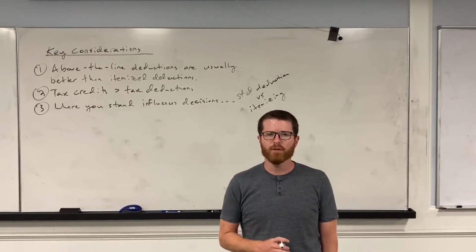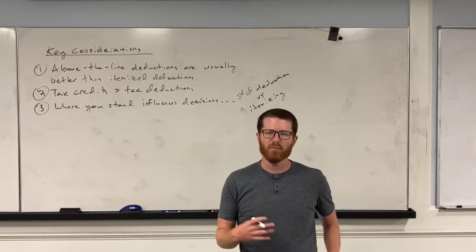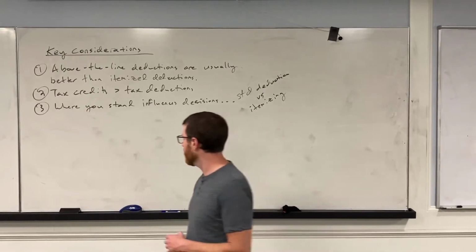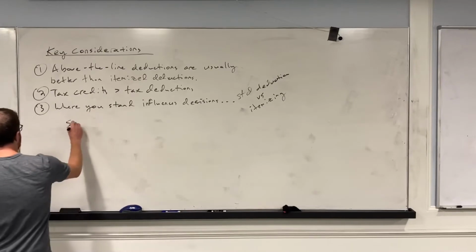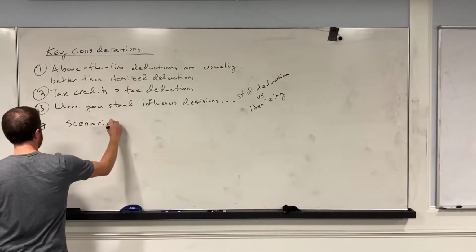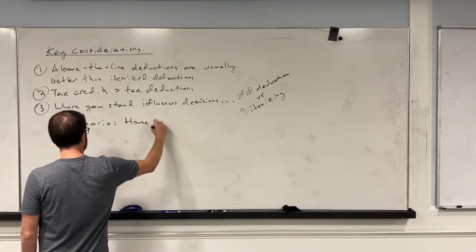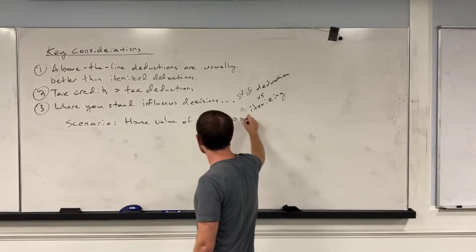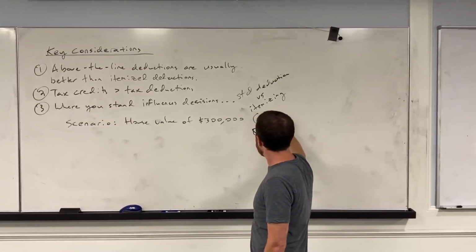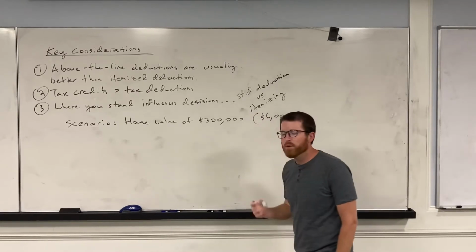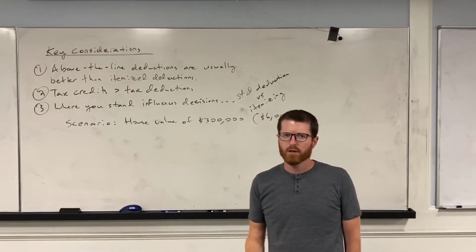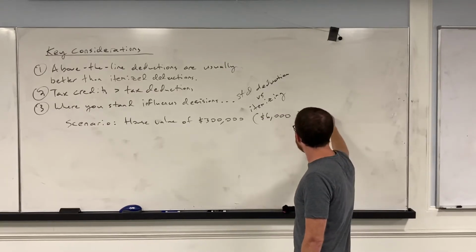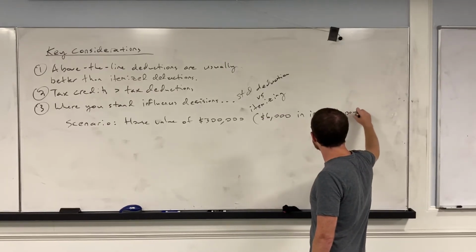And I'm going to give you a couple of examples of where this comes into play that are maybe not so obvious at the forefront when you first start thinking about these things. So let's think about a scenario here. You're thinking about buying a house that has a value of $300,000. And of course, like most people, when you buy the house, you're going to have a mortgage. You do the math, you figure out that you'll have $6,000 in interest payments.